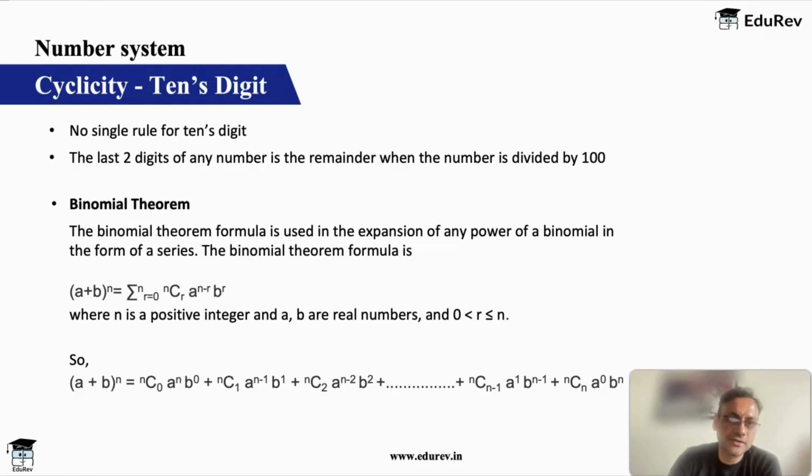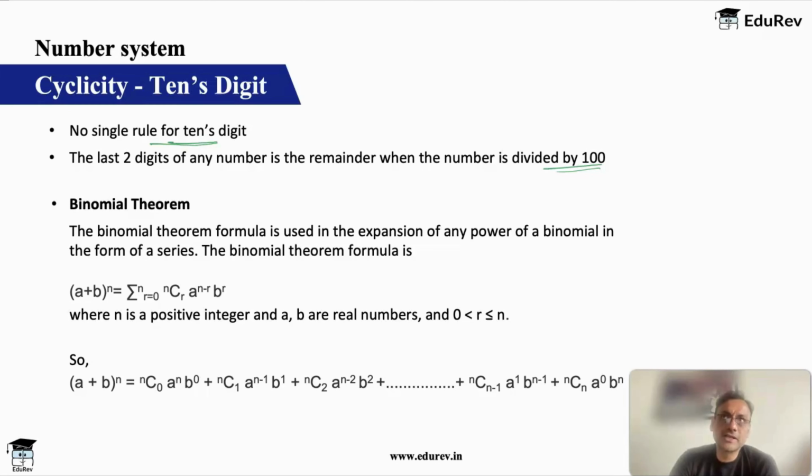Like we had last digit cyclicity. So each digit either has a cyclicity of 1, 2, or 4. There's no such singular rule for last two digits or for the tens digit. Okay. We'll have to find it through a slightly more complex method. Also, the last two digits of any number is also the remainder when the number is divided by 100. I hope that obviously you understand.